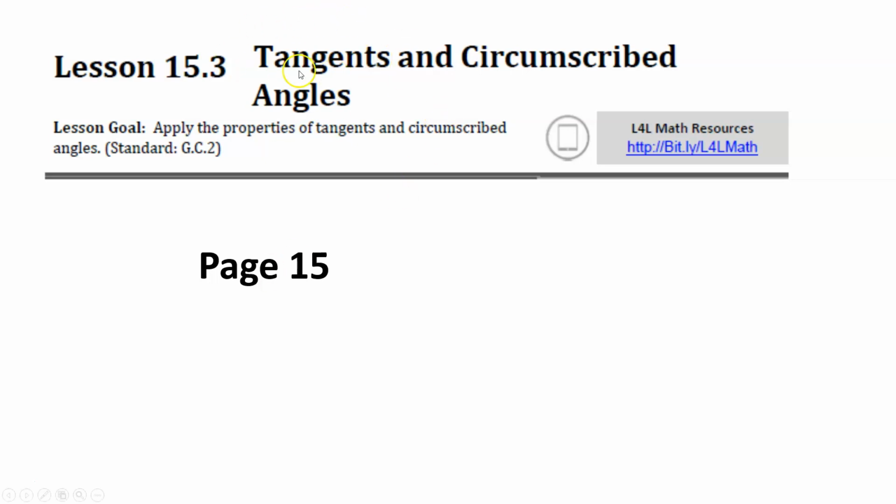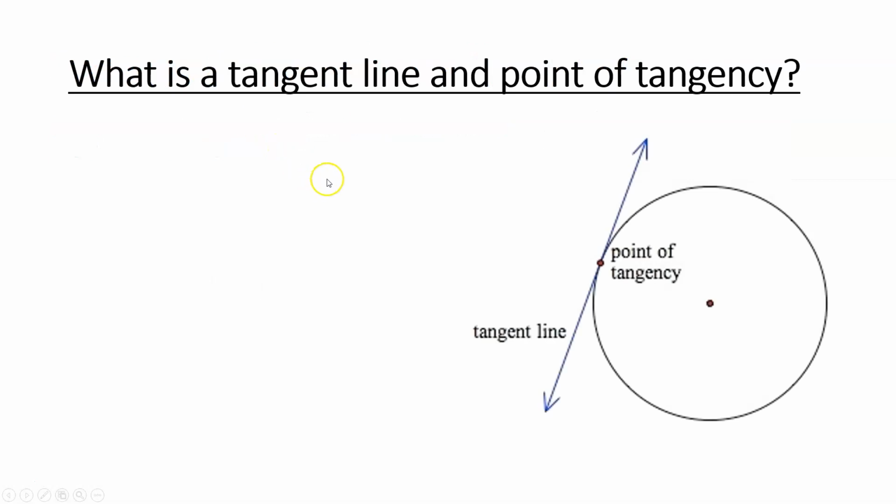So, they use this word tangents and then circumscribed angles. So we're going to talk about that. First of all, what is a tangent line? What is a point of tangency? Let's go with the basics.